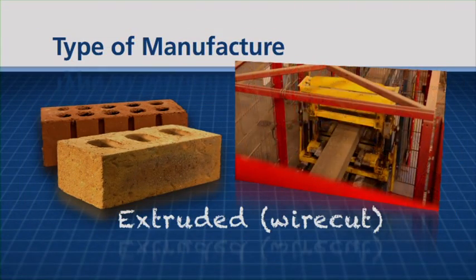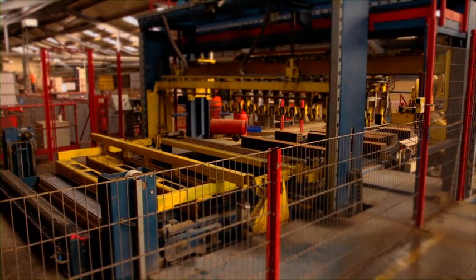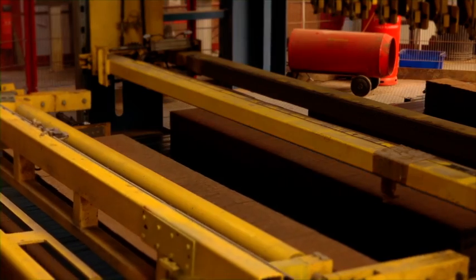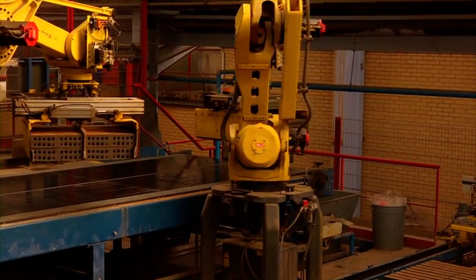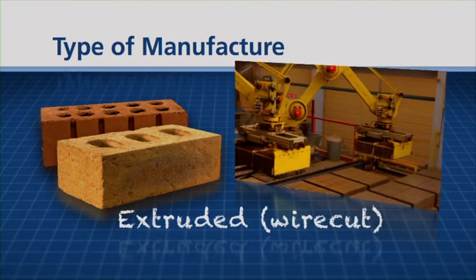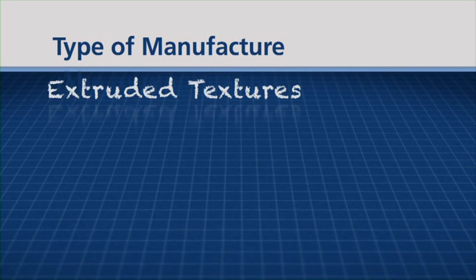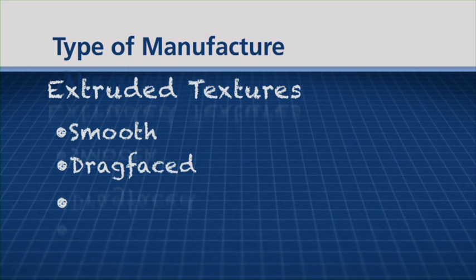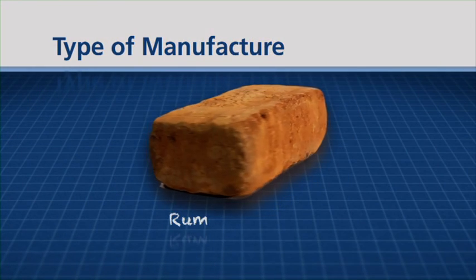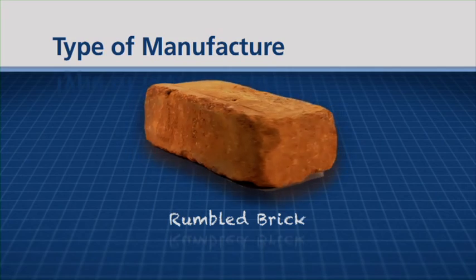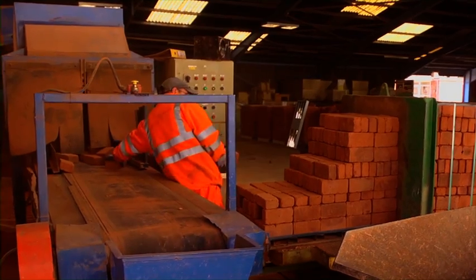Extruded, also known as wire cut. Extruded bricks are produced from a large column of extruded clay, which is then cut by a wire to form an individual brick shape. Due to this method of manufacture, the products are often perforated and sometimes solid. There are 5 generic textures with extruded bricks: smooth, drag-faced, sanded, rolled creased and rusticated. There is also the option to have the bricks rumbled. This is where the finished products are placed inside a revolving cylinder, which results in an appearance very similar to reclaimed bricks.